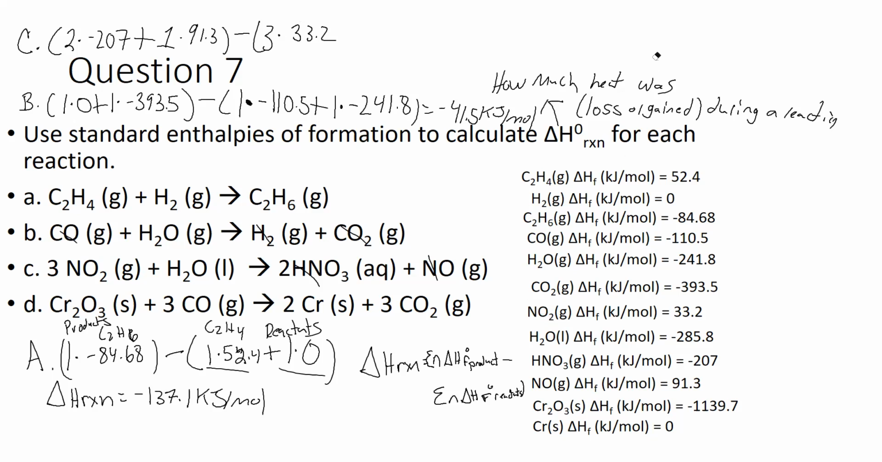I'm just doing dashes on the equation to keep track of which ones I already put into my math. So that's why I have the dashes right there. So 3 times 33.2 plus, because we're still dealing with reactants, 1 mole of liquid water. The delta H formation of liquid water is negative 285.5. And that should be negative 136.8 kilojoules per mole.